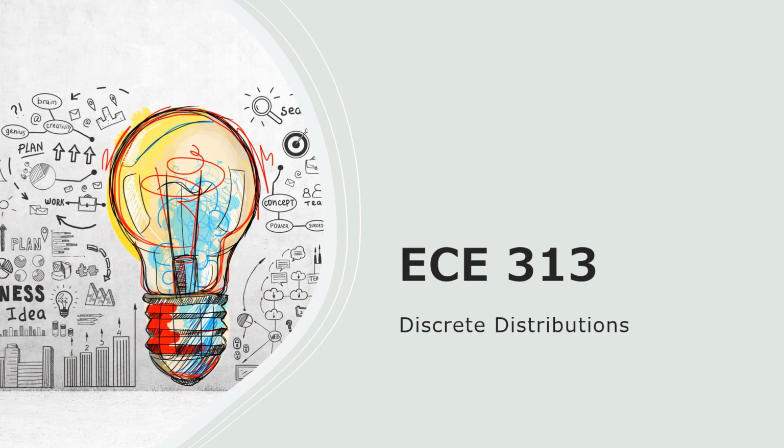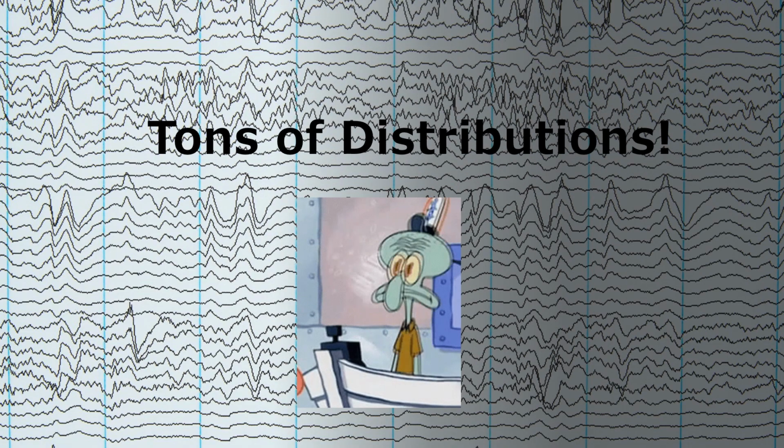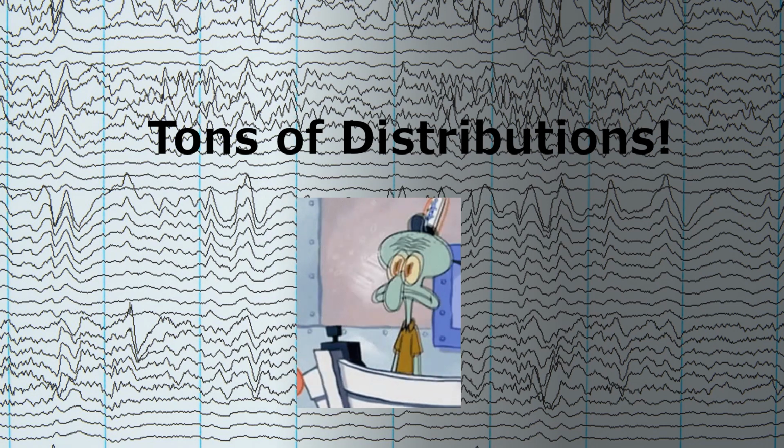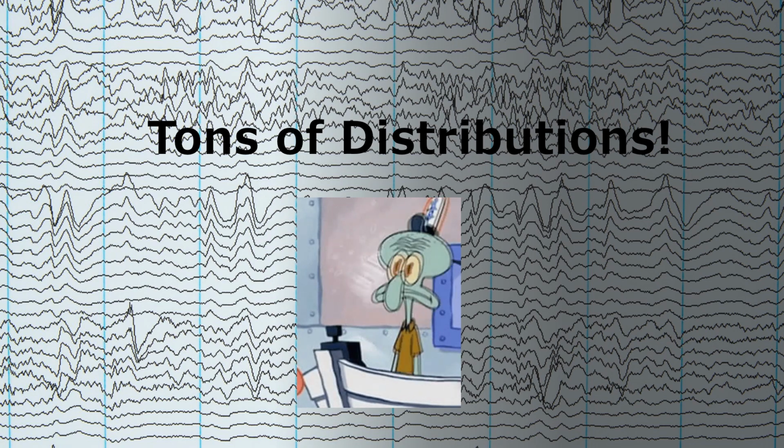Hi, this is ECE 313 Crash Course, and today we're talking about all the distributions of discrete random variables we talk about in the class. There are so many distributions, each with different significance, and it's confusing which ones to use, but today we're going to discuss them in an orderly fashion and their uses so you get a better understanding.